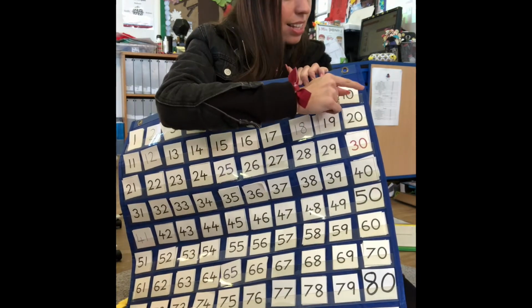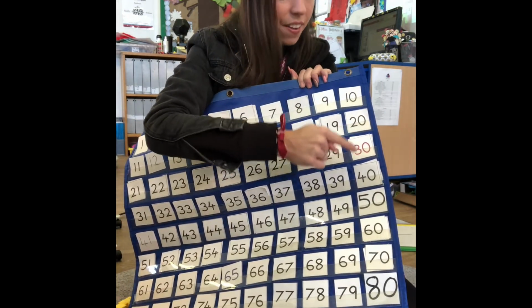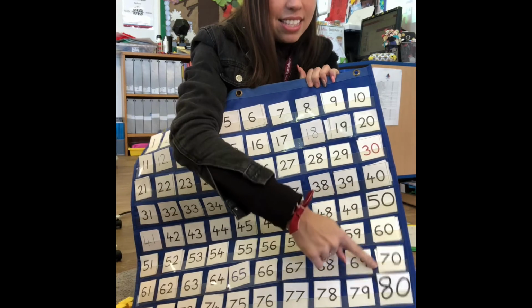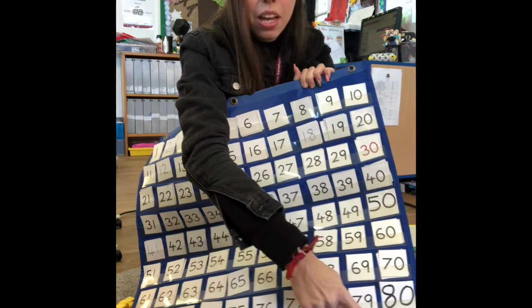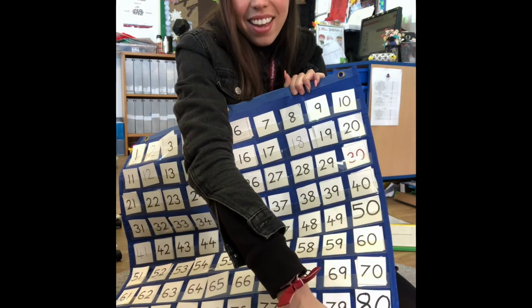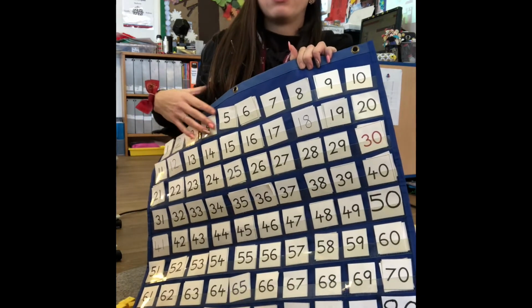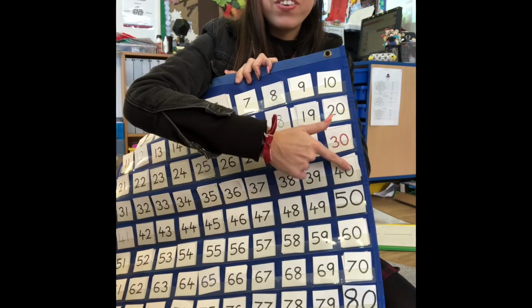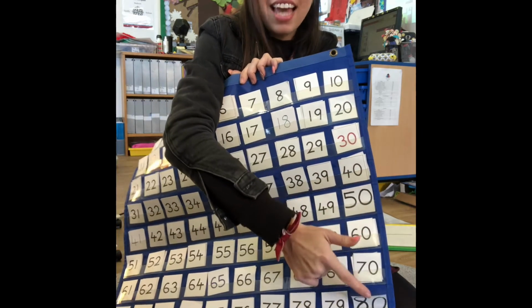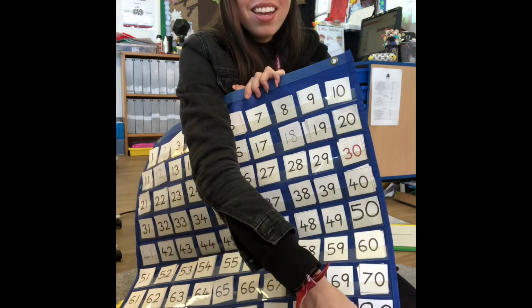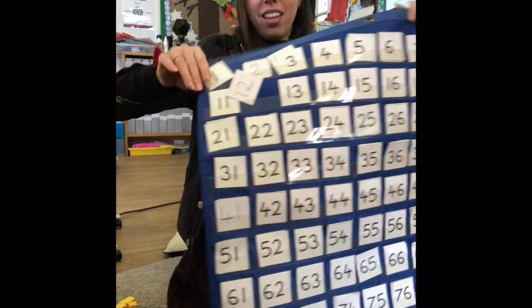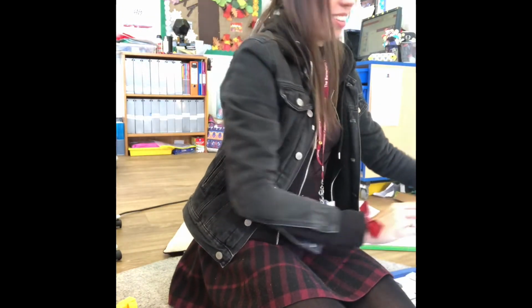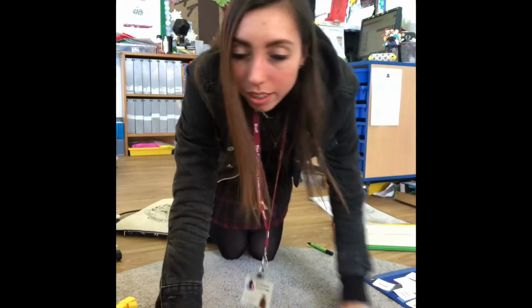So 10, 20, 30, 40, 50, 60, 70, 80, 90, 100. Should we do it again? Yeah, let's do it again. 10, 20, 30, 40, 50, 60, 70, 80, 90, 100. That is counting in tens.